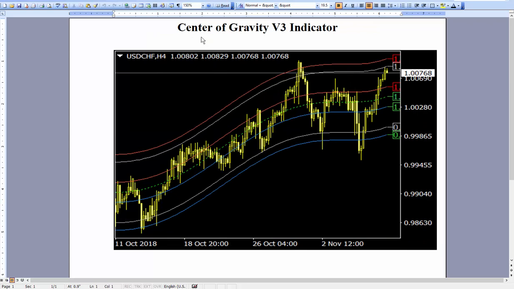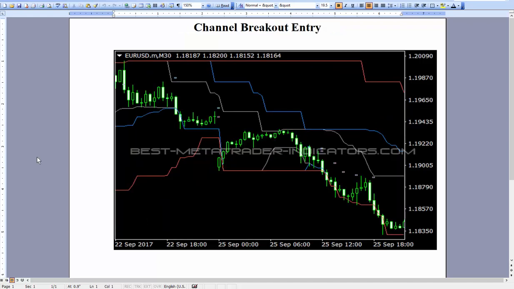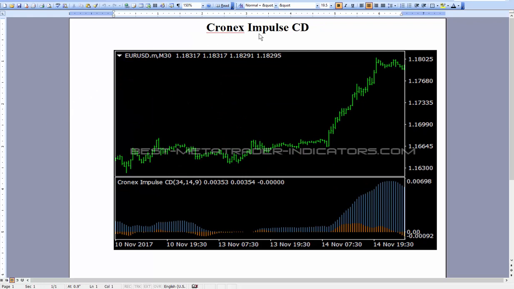If you're a trader who likes bands, this is the center of gravity version 3 indicator. Here's your center, and then of course you've got your upper and lower bands. Another one I like is a channel breakout entry. Next one is the Crones Impulse CD. This indicator down at the bottom, you can play with the settings, whatever works the best.